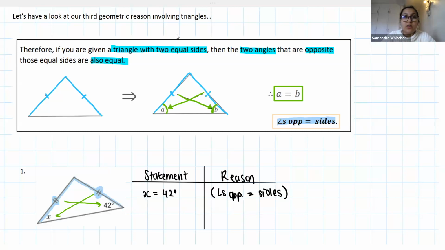It's not completely like parallel lines. Remember, parallel lines, we've got three different reasons that we use. Some angles are equal, some angles add up to 180 degrees. So it's not quite like parallel lines. We're also working with equal lines here, not parallel. So just be careful. As long as you know that the angles opposite equal sides are equal, you're sorted.